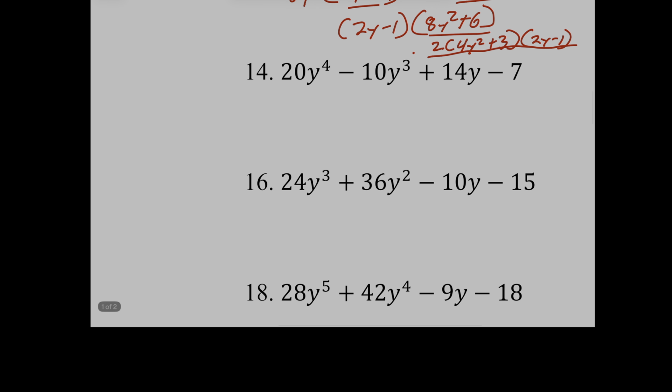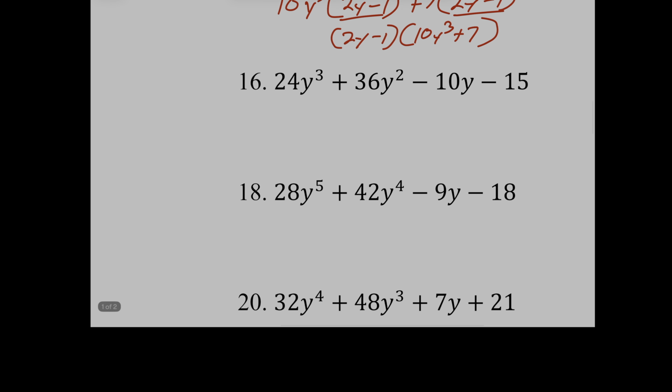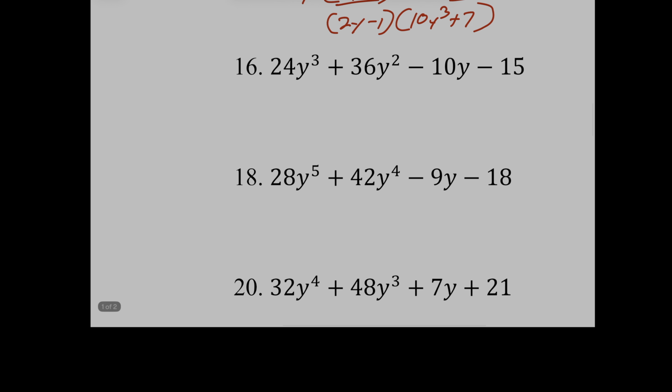Let's go on to 14. Put a wall there. I'm going to pull out a 10y cubed, and I'm going to be left over with a 2y minus 1. Here I'm going to pull out a positive 7, and I'll be left with a 2y minus 1. Hey, look, they're the same. 2y minus 1, 10y cubed plus 7. There's nothing more I can pull out. I am done.